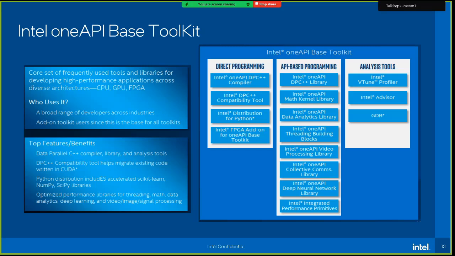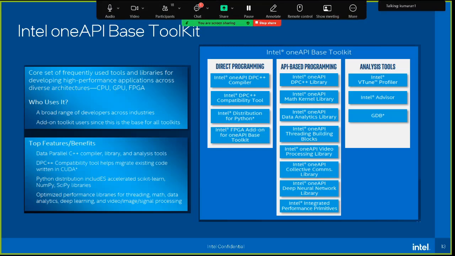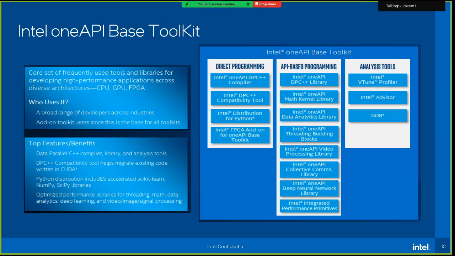Now, this one API based toolkit. So basically, now let's come to the next level. What we have discussed so far falls into direct programming. So basically, you start from scratch and you write your oneAPI DPC++ code. You take the DPC++ compiler and compile your code for different sets of devices. And then you have a DPC++ compatibility tool, which helps you translate existing CUDA code or OpenCL code onto DPC++ code.